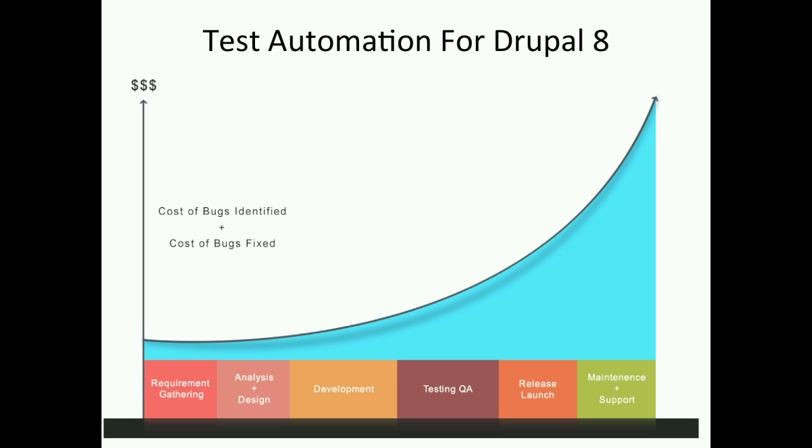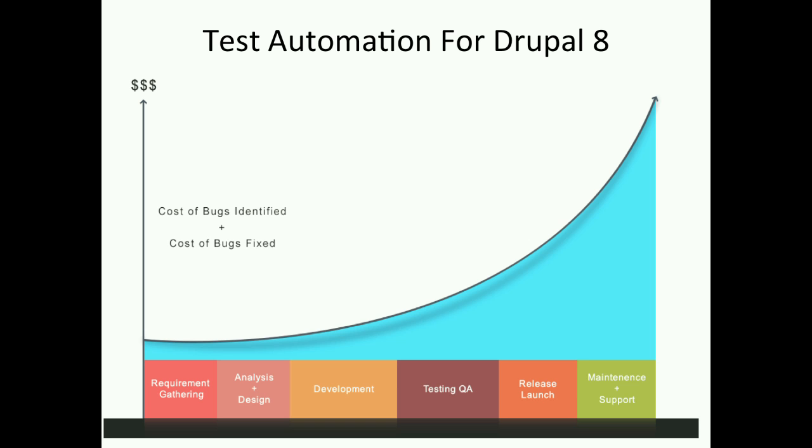But yeah, here's a graph about the cost of bugs. The cost of bugs can be defined in two ways. There's the cost of identifying bugs, in other words, the cost of paying people to find bugs, and then there's the cost of fixing bugs. As you can see, it's a lot cheaper and easier to fix the bugs here in the documentation stages than it is to fix them on the right-hand side over there.